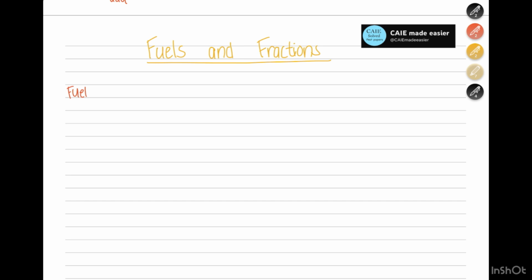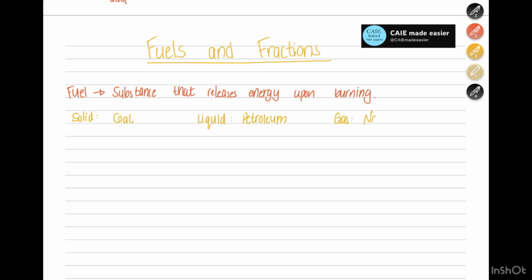Alright, so now in this section we'll discuss fuels and fractions. First of all, what is fuel? Fuel is basically a substance that releases energy upon combustion or burning. Now there are many different kinds of fuels, but let's look at three examples. First, we have a solid example, which would be coal. A liquid example is petroleum. A gaseous example is natural gas.